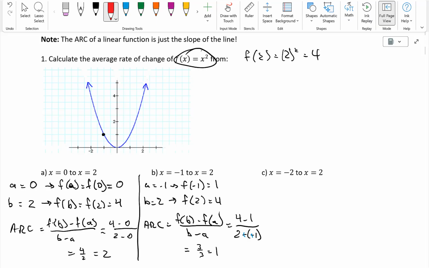And so if we look at our line that would connect those 2 points, we see that average rate of change of 1, right? Up 1 over 1, up 1 over 1 to connect the points.